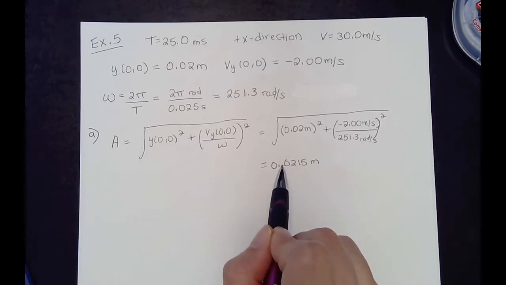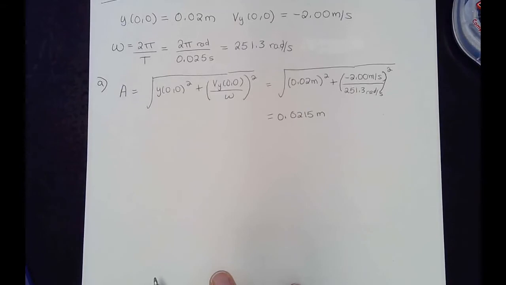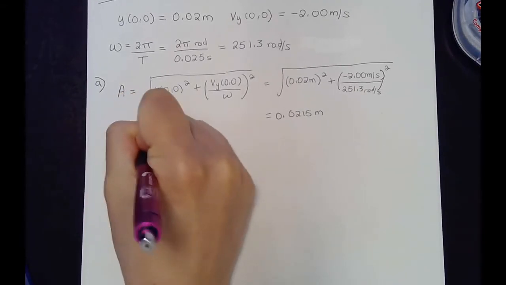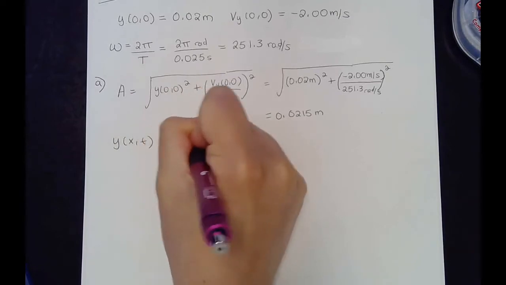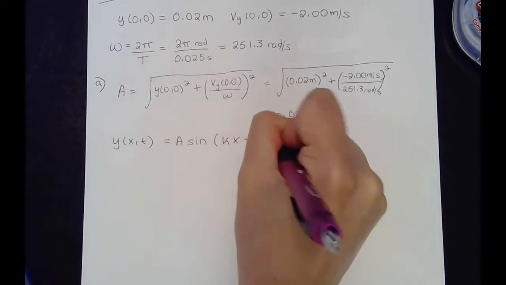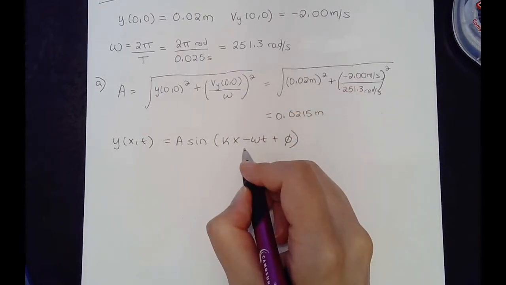To find the phase angle, we can do this very similar to how we did in simple harmonic motion. So what we want to do is use the initial conditions here. So we know our function is of the form y(x,t) equals A sine(kx minus omega t plus phi), again negative here because it's moving in the positive x direction.